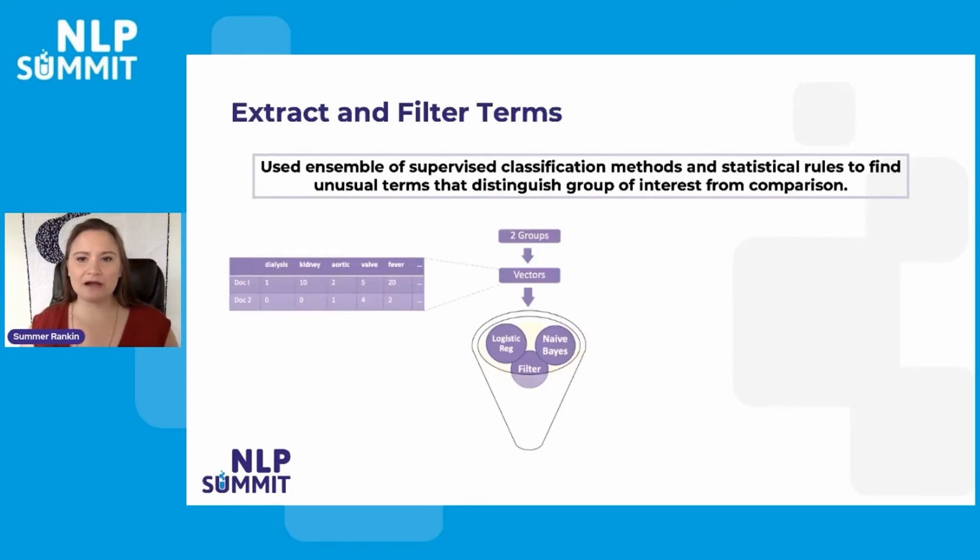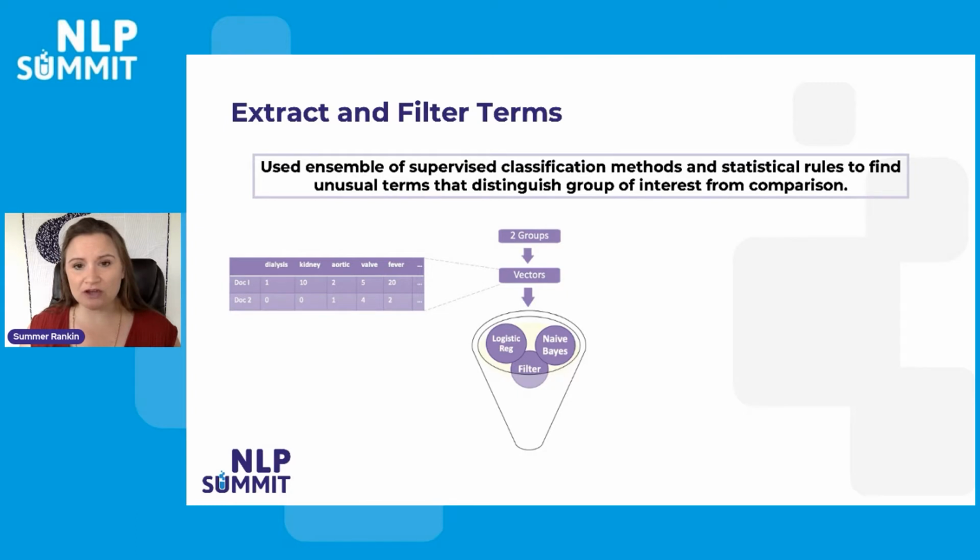So let's talk about the actual steps of the technique. First, after we've decided what our 2 groups are and that we've labeled the patients accordingly, we want to then vectorize everything and then use basically an ensemble of filtering and classification models to pull out the most significant as well as the rare terms for the transfused group or the period of interest.